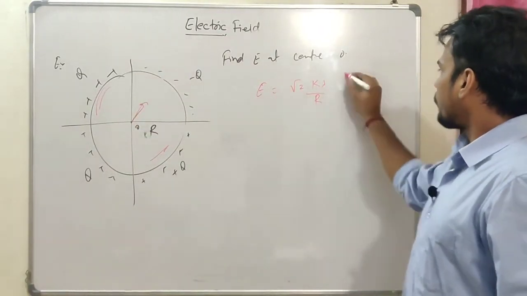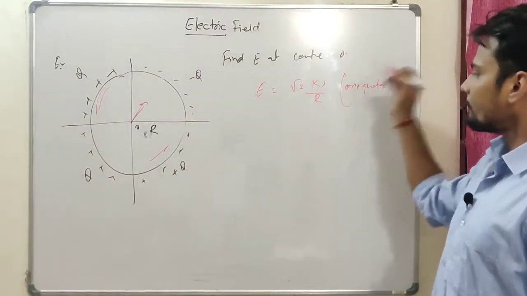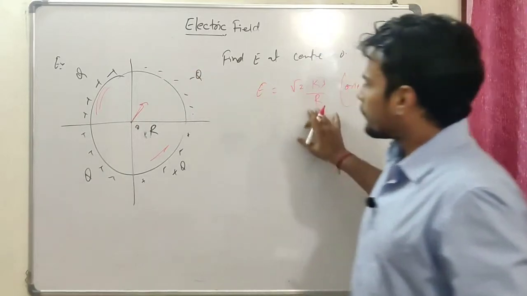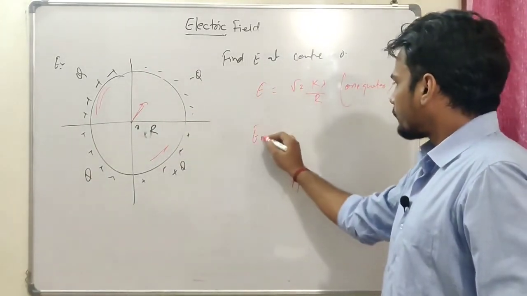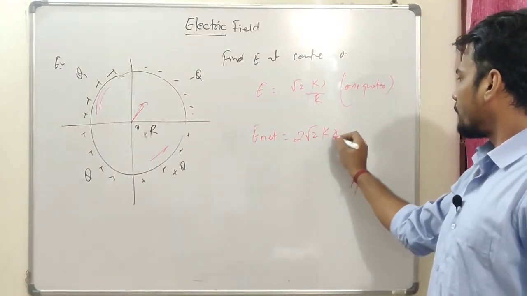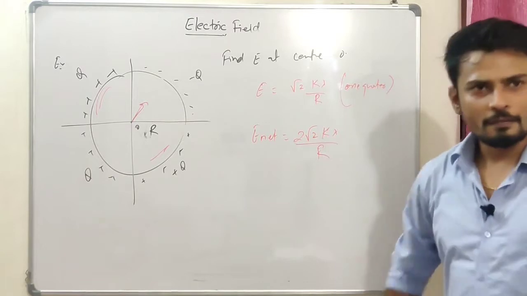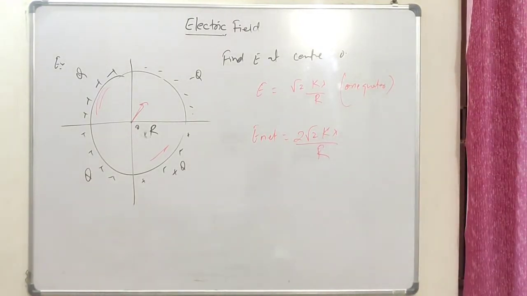This is because of one quarter, so this is the field. Now this and this have the same direction, so E net should be 2 times this, that is 2 root 2 kλ over r. Fair enough. Let's see one more question like this.